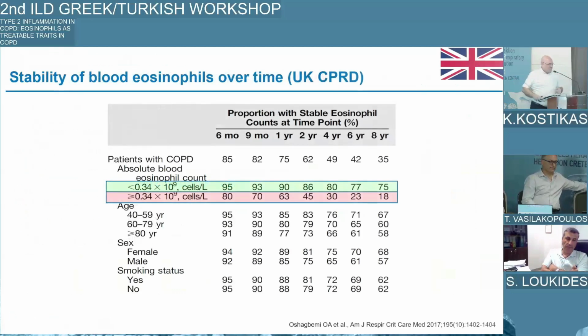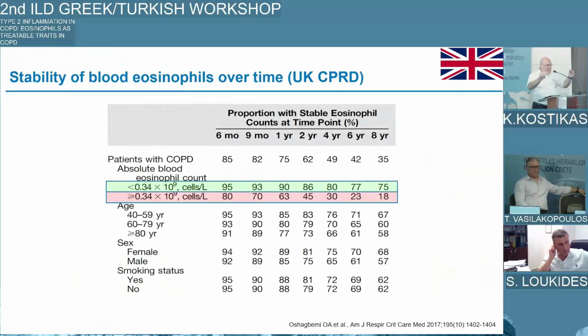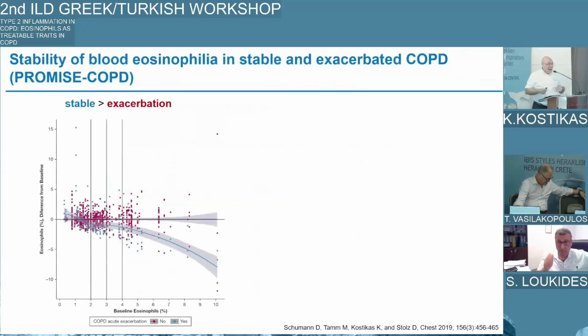So, additional thing. It matters when we measure them. This is data from the UK, and you can see that after 8 years, patients who have more than 340 blood eosinophils, this is in red, only less than 20% still have consistent eosinophilia. What is stable is the low blood eosinophils in many patients. So this is important, and this is an untreatable trait because there's nothing we can do about those.